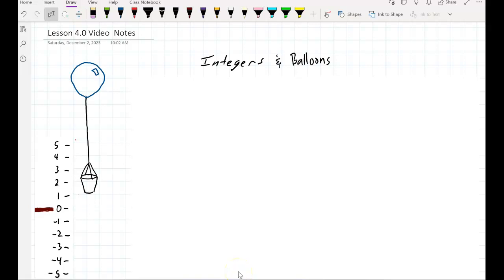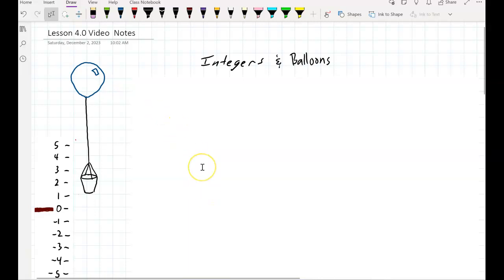Welcome back, math friends. Today we're taking a look at integers and balloons to help us discuss what it's like to subtract integers. So we're going to try to use helium balloons and weights to explain why integers do what they do. If you can see off to the left here, I've got my diagram with a helium balloon and a little bucket or a cup down below. And we're going to get started.